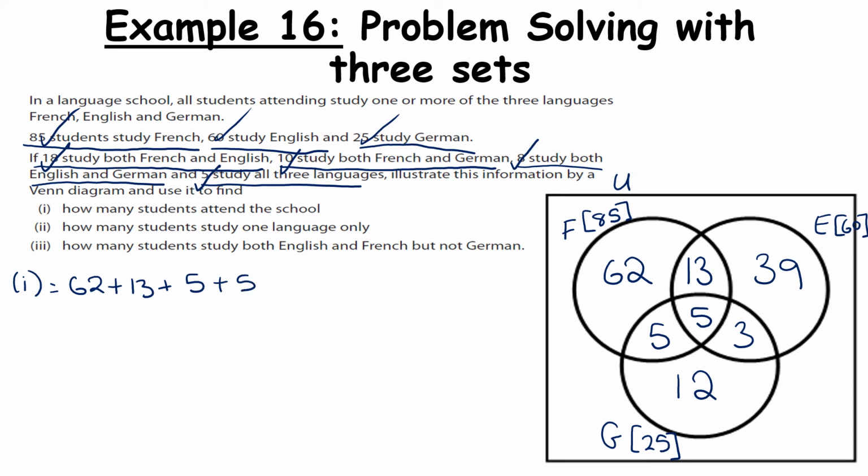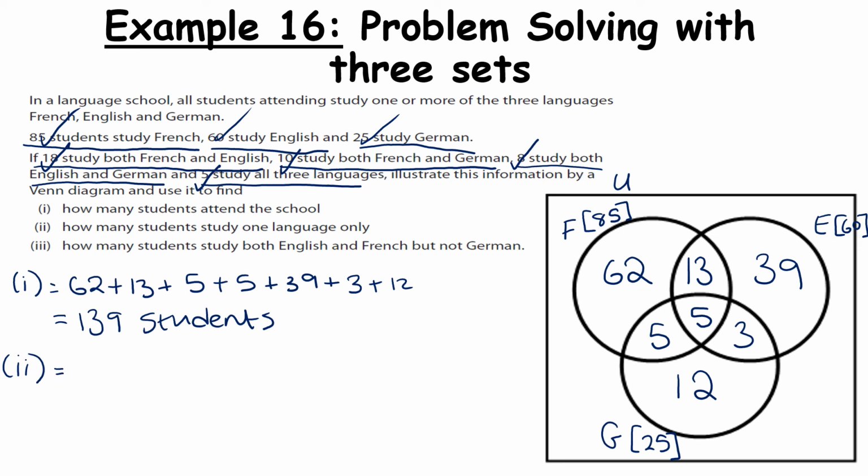So that is my full French circle, plus adding in what was extra there for English, plus then a 12. Notice how there are 4, 5, 6, 7 sections, so we should have 7 numbers. So we have 62 plus 13 plus 5 plus 5 plus 39 plus 3 plus 12. So there were a total of 139 students.